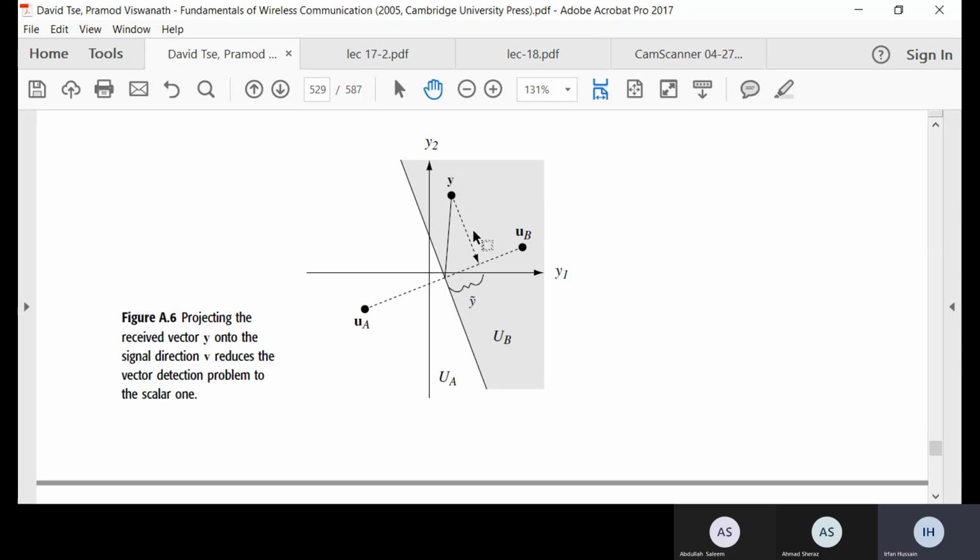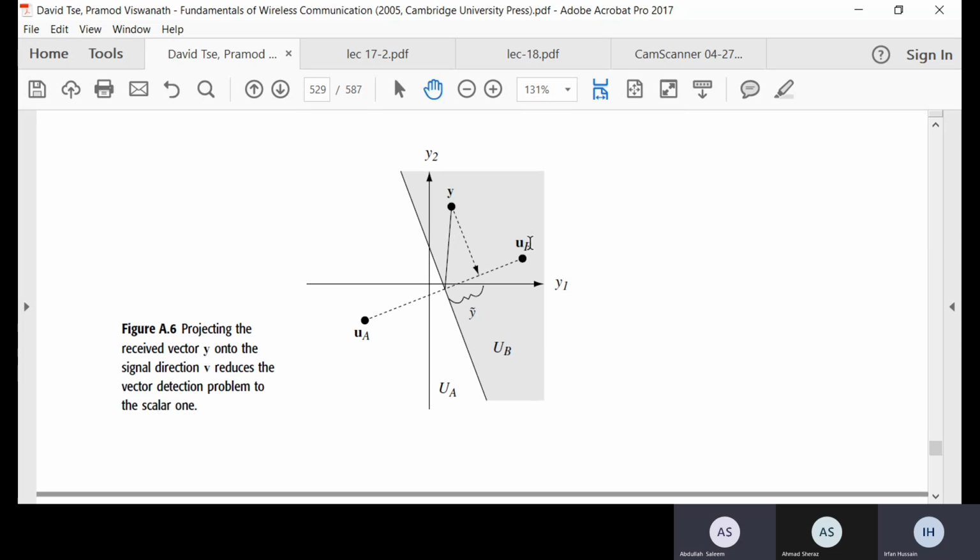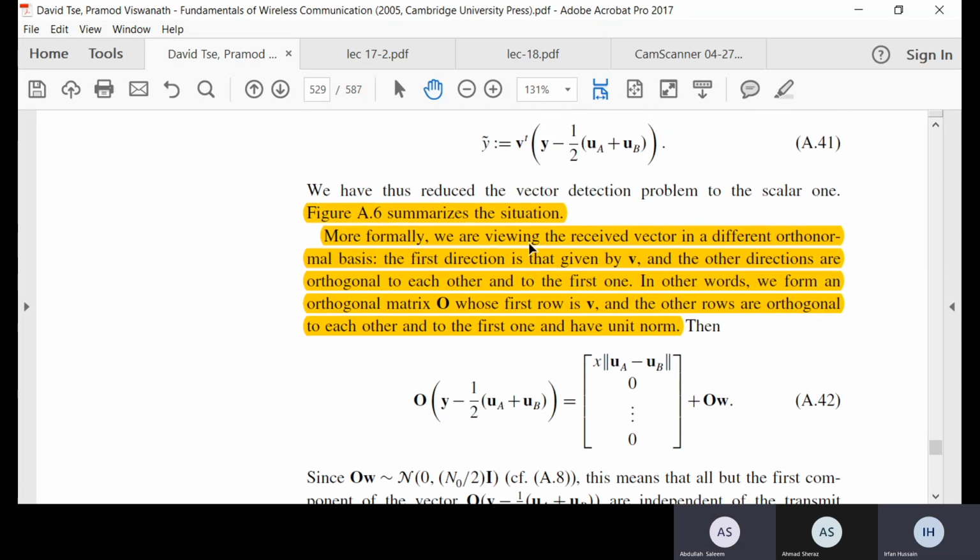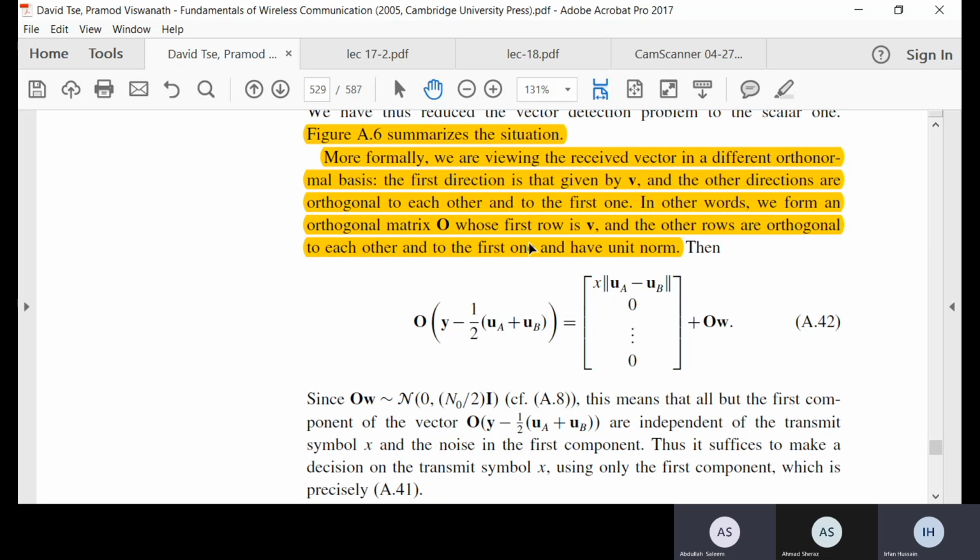You just take the projection of this vector here, and on this projection you will make a decision whether the sent x is equal to half or minus half. In other words, you can say whether the sent vector was UA or UB. You can also write it like this, that we are viewing the receive vector in a different orthonormal basis.